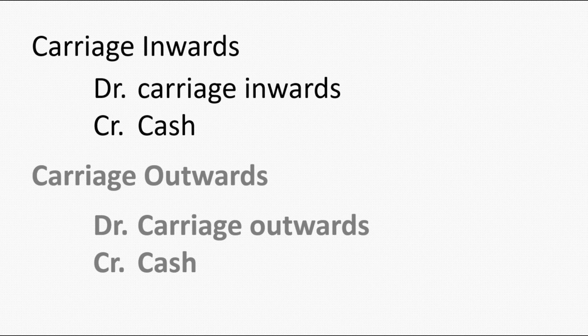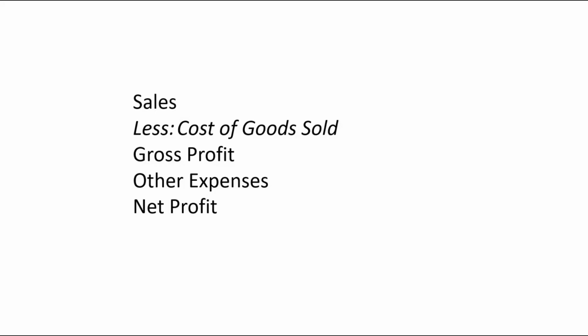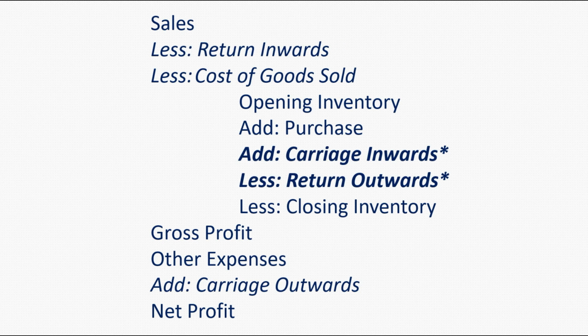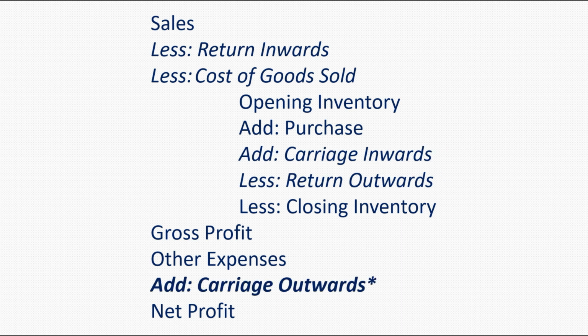Now let's go back to our income statement format. This is what an income statement basically looks like, but after we put in the terms that we just learned, the income statement should look like this. We'll have return inwards after sales, and carriage inwards and return outwards as part of our cost of goods sold, and finally carriage outwards as other expenses. So this should be a more complete format of our income statement.